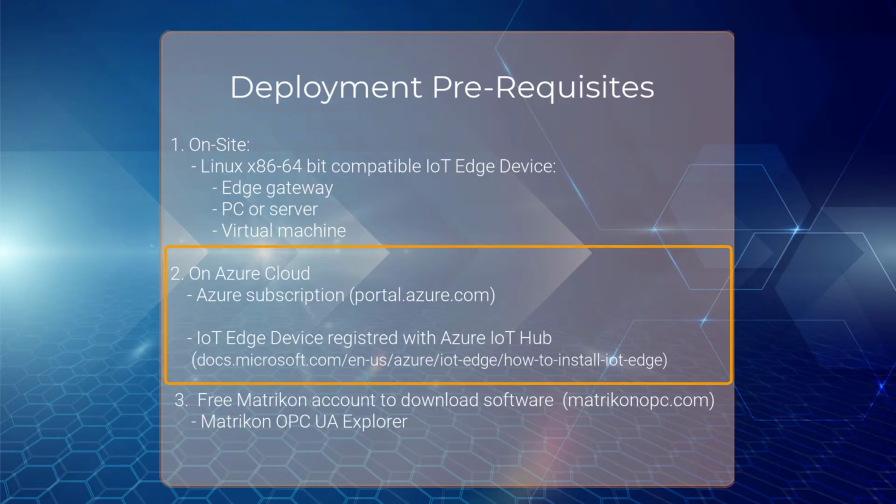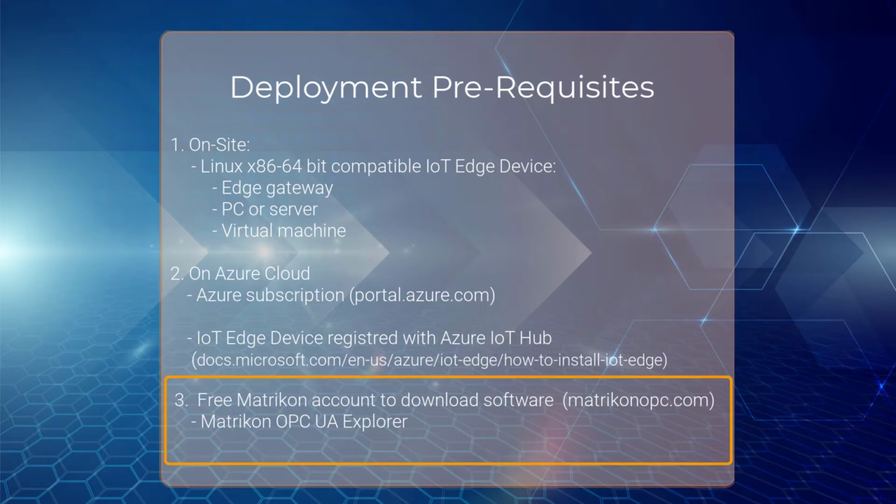Number two, on Azure Cloud, you need an Azure subscription. If you do not have one, go to portal.azure.com to get one. You also need to register the IoT Edge device you will use with Azure IoT Hub. Instructions for doing this can be found on the Microsoft website. For example, you can use the link below for step-by-step instructions in English.